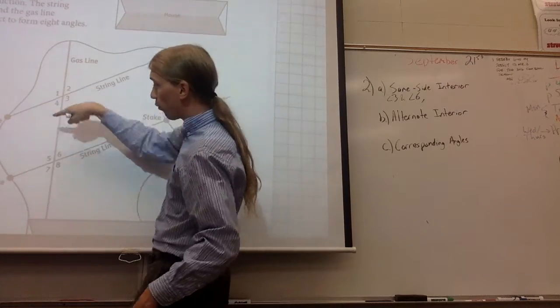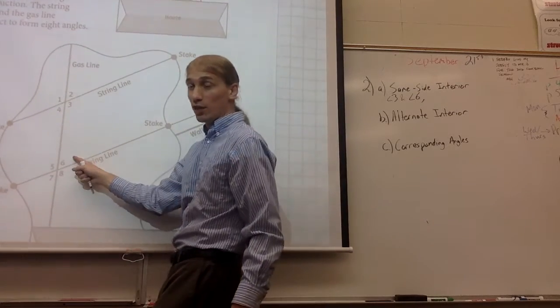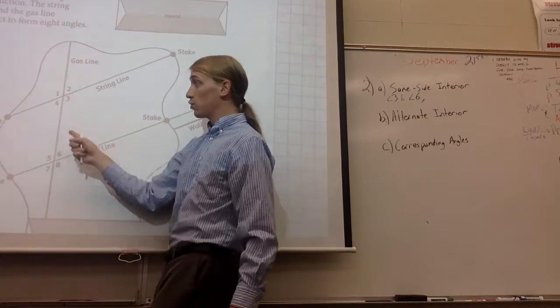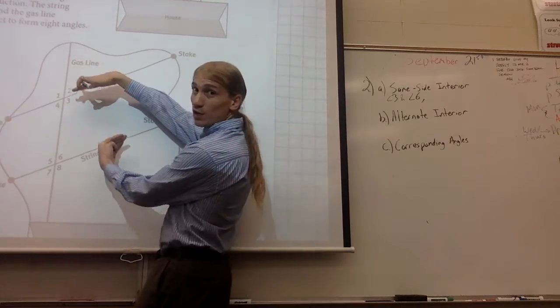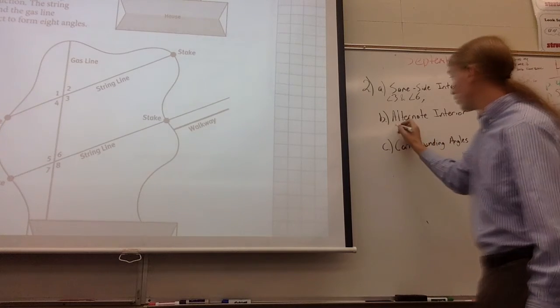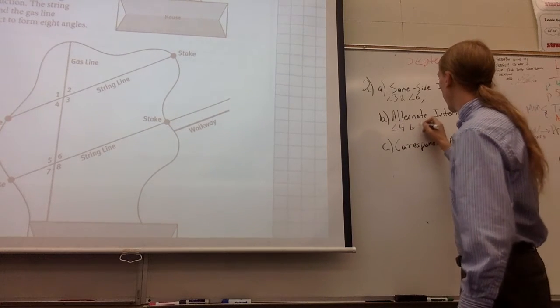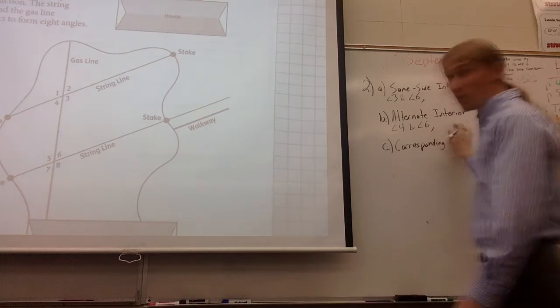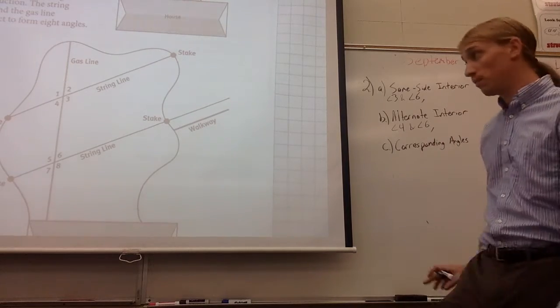So an example would be 4 and 6. Those are not adjacent. They're on alternate sides of the transversal, and they're both in the interior of the two other lines. So my example here for alternate interior is going to be angle 4 and angle 6. There is another example that I want you to get on your own.